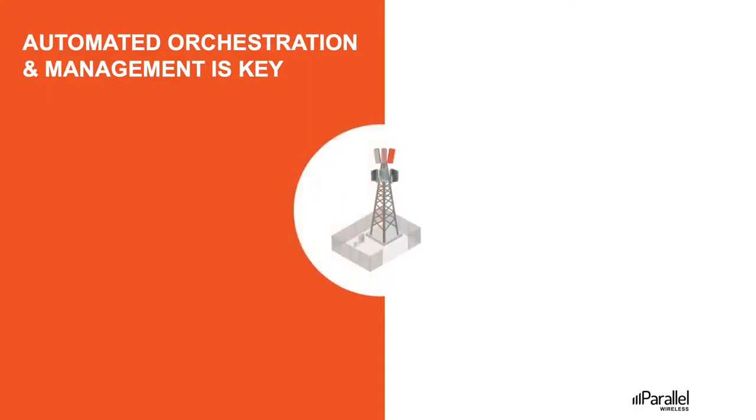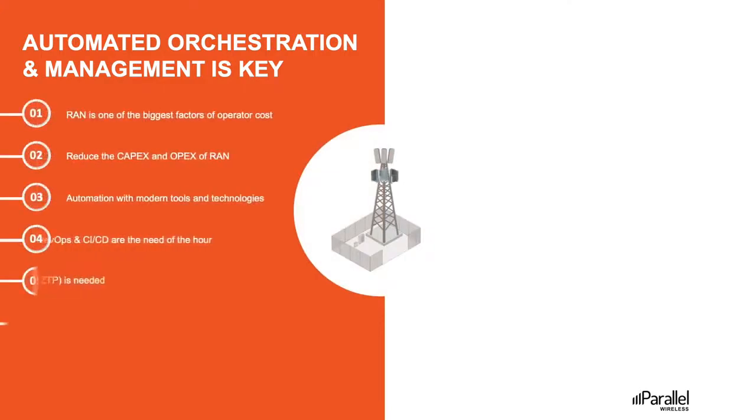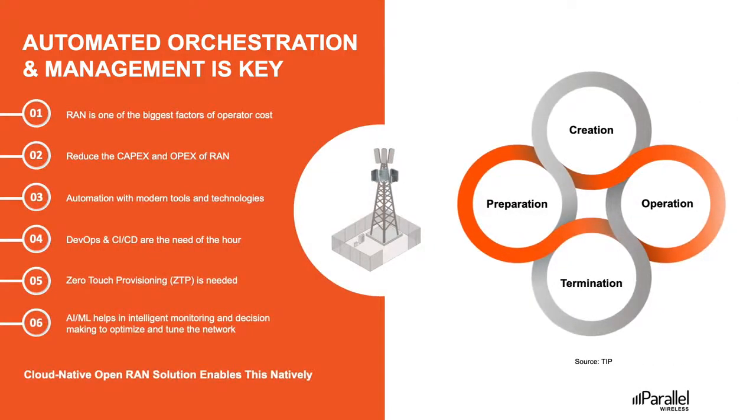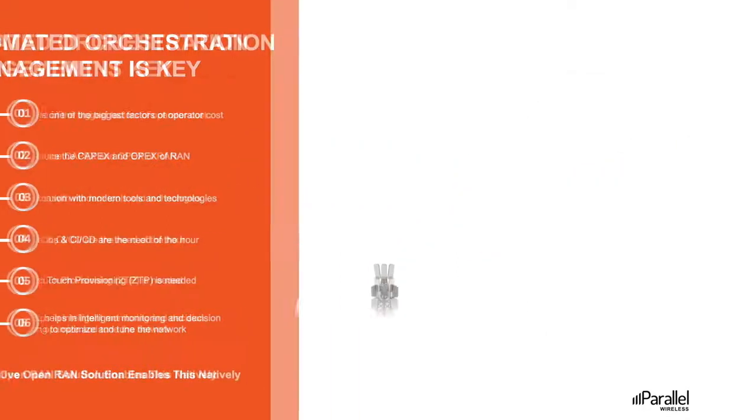Automation with modern tools and technologies can bring in several advantages and help in different stages of the network deployment, starting with preparation to roll out a network or a new service, followed by creation to roll out the plan, and prepare, operate and monitor the network once it is rolled out. Finally, terminate to shut down or scale down the network or the service as per the needs. This is very much aligned with the deployment model we saw earlier.